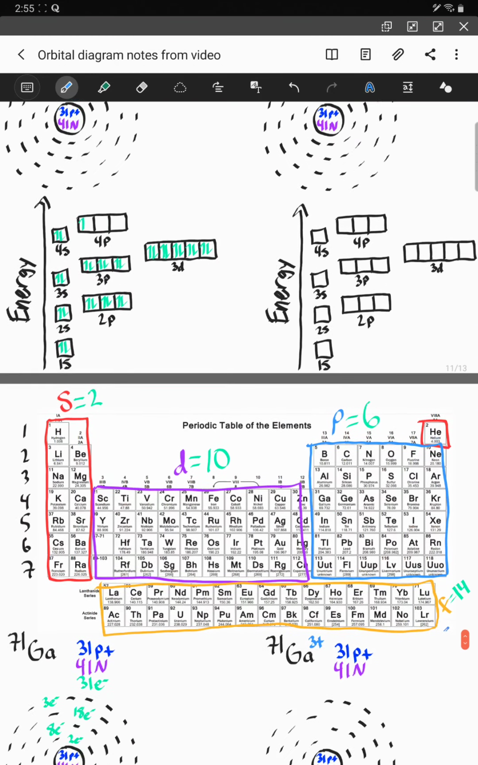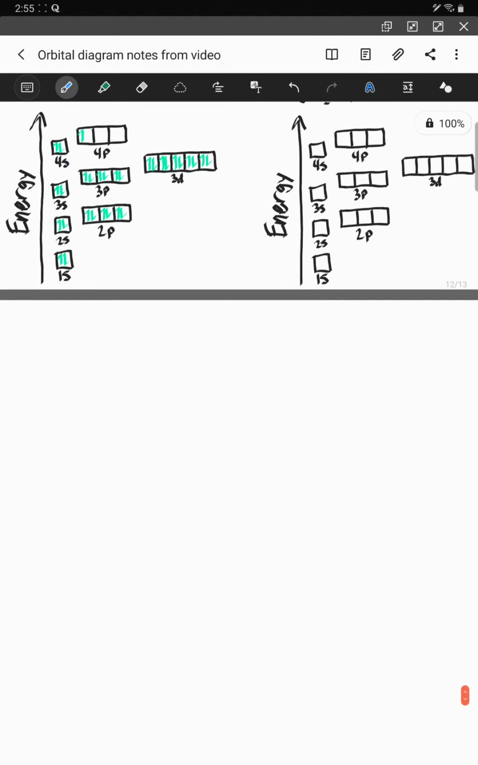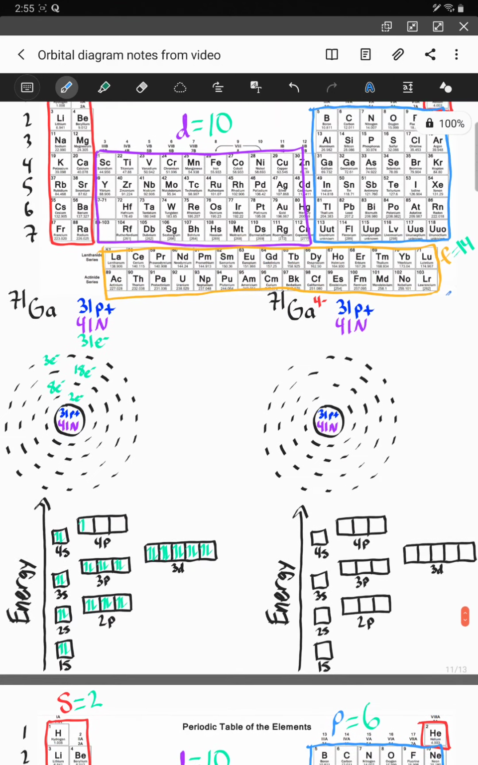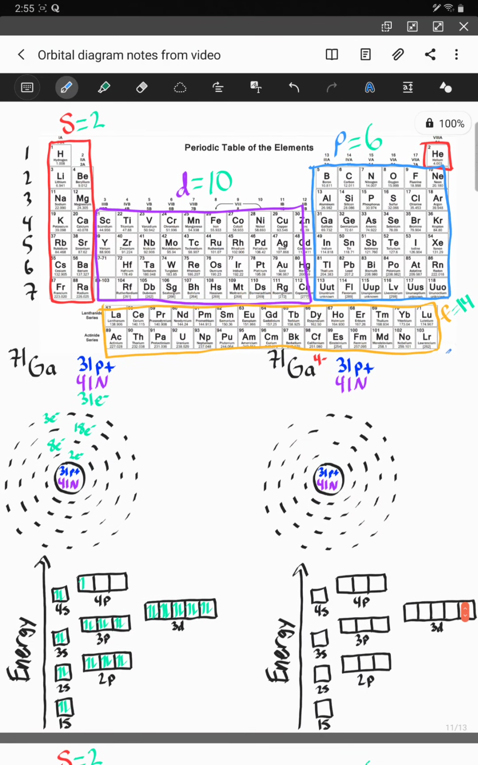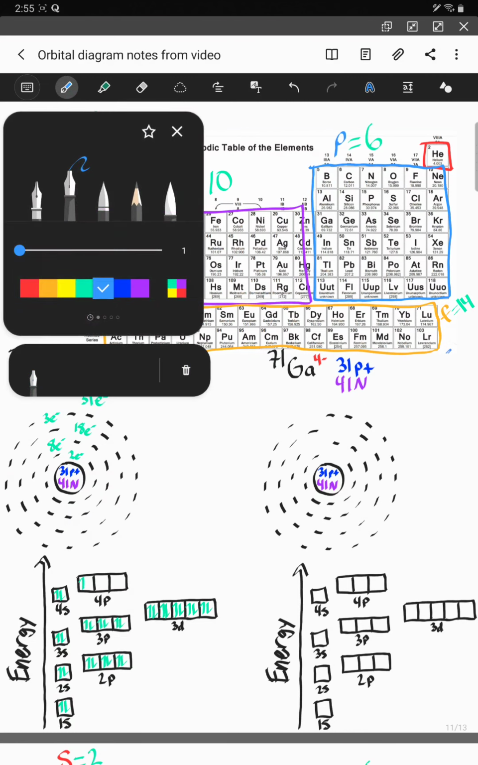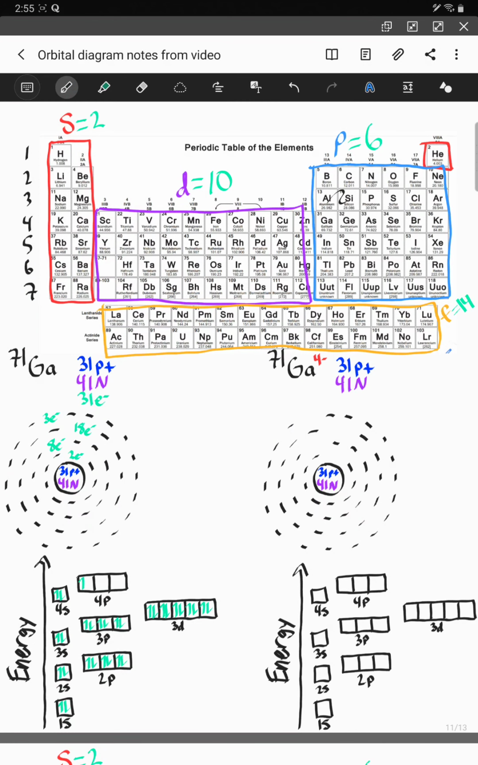Lastly, I'm going to do one more, a little bit more complicated example. This is utilizing the d block. So we're going to do gallium here, which is located right here on the periodic table.